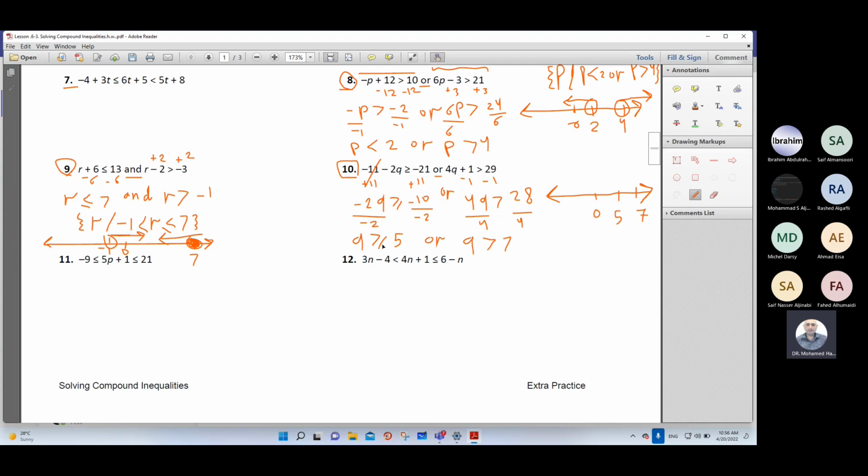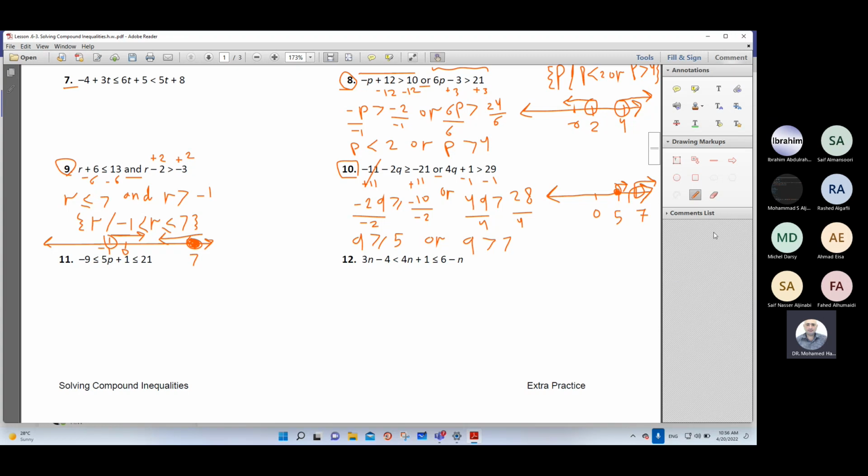For q, we have equal in the sign, so we use here a shaded circle, and the direction, q greater than, to the positive side. And here for q, we don't have equal, so we use an open circle, and q greater than, so also to the positive side. This is for number 10.